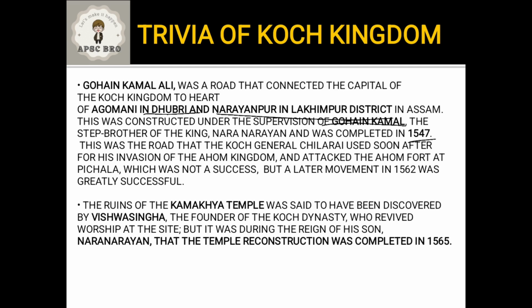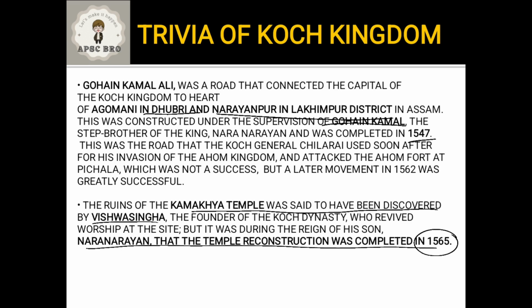This year is important. When was the Guhai Kamal Ali completed? It was 1547. From where to where? Dhubri to Lakhimpur. It was this road that the Kush general Chilarai used for his invasion of the Ahom kingdom, and he got his success through that. The ruins of the Kamakhya temple were said to have been discovered by Biswasingha, the first ruler of the Kush kingdom, and it was reconstructed by Naranarayan in 1565. This date is important. When was the Kamakhya temple reconstructed? 1565. By whom? Naranarayan, after it was demolished by Kalapahar.